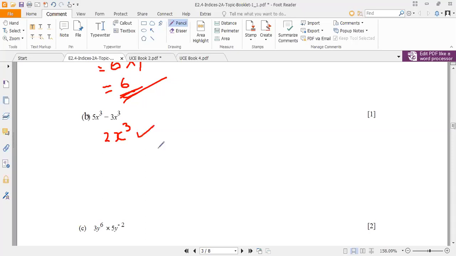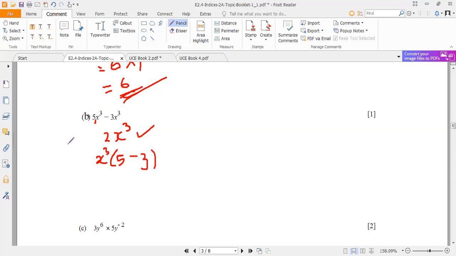Okay, so let's look at how he got the answer. To get this answer, we first do what we call factorization. Factorization is where you look for what this one has and then what this one has. You realize that both terms have x to the power 3, so I remove the x to the power 3 and put it outside. If I remove x to the power 3 from this one here, I'll only remain with 5. And if I remove x to the power 3 from this one, I'll only remain with 3.